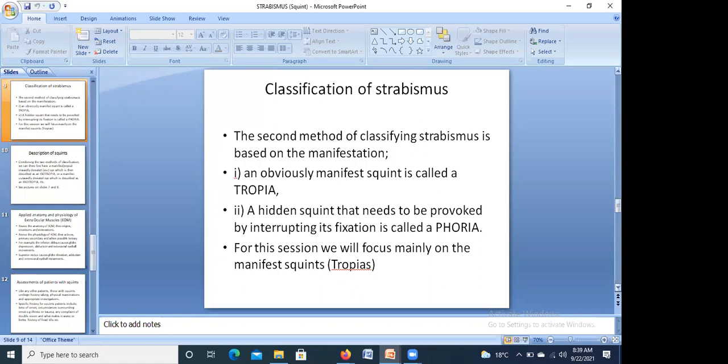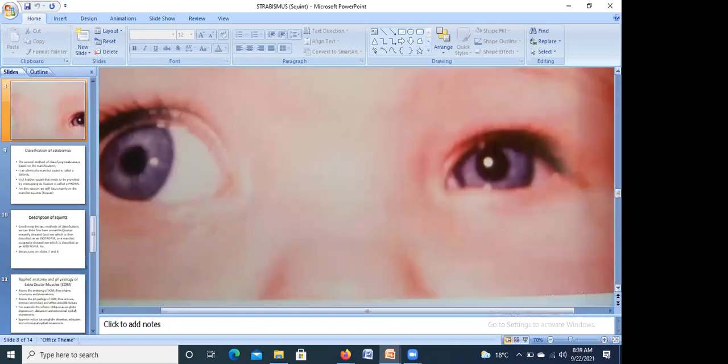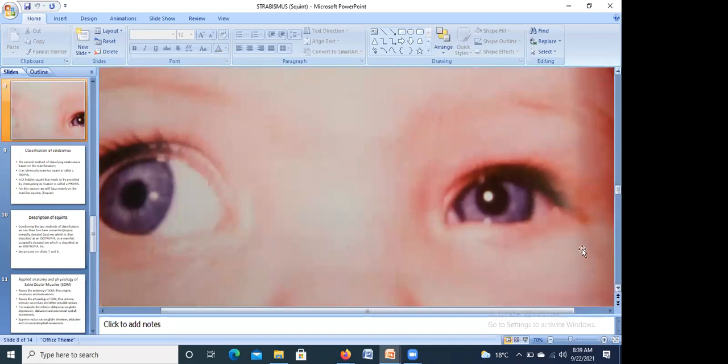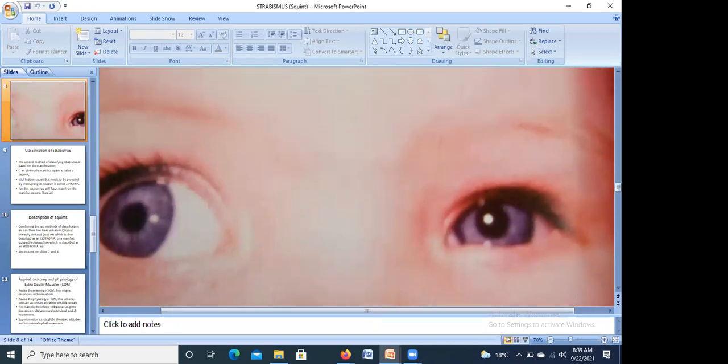And therefore, based on our earlier classification, which is eso, exo, hypo, and hyper deviations, we can then completely describe strabismus as an esotropia, exotropia, hypotropia, or a hypertropia. So those are the complete description of a deviated eye. Esotropia, exotropia, hypotropia, and hypertropia. So this is an exotropia, as we have described earlier.